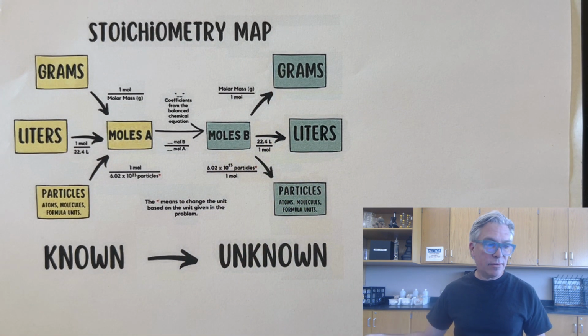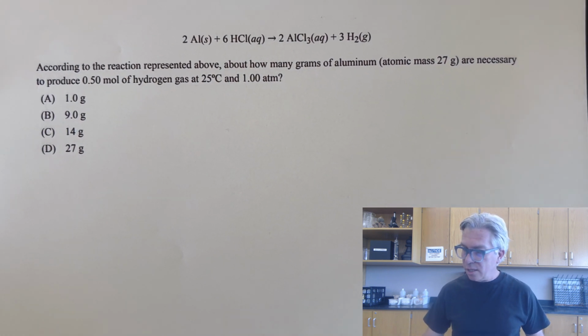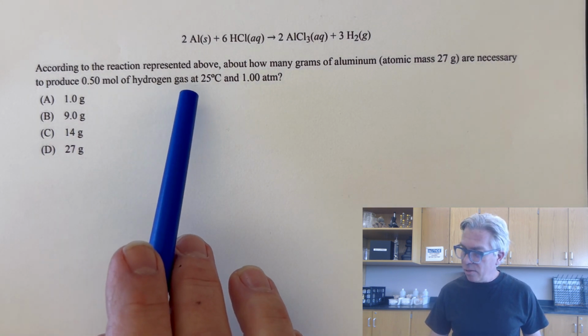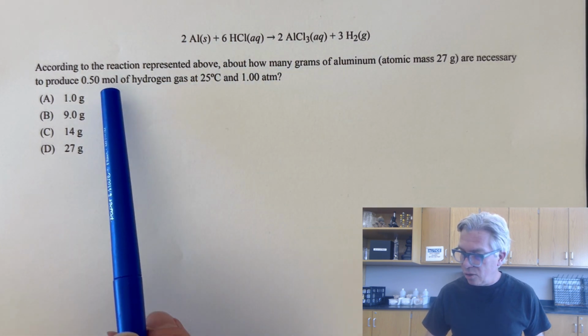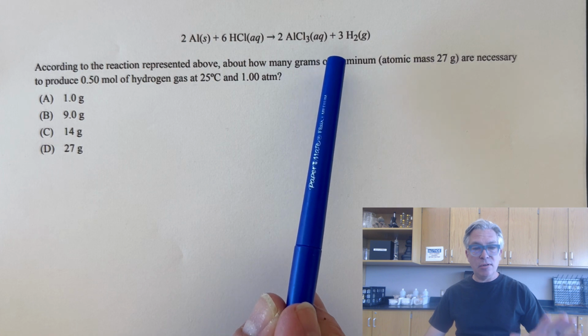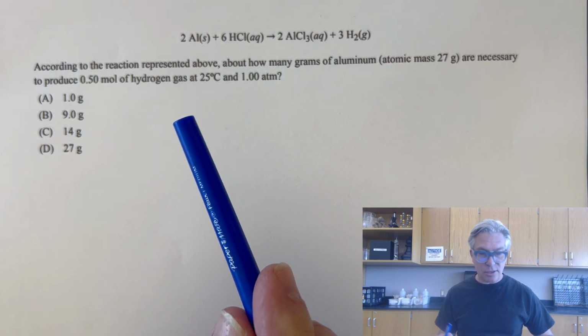Like I said, there's not enough time to do all stoichiometry problems here, but let's start with some. I'm going to do them pretty quickly, and we can pause the video so you can try them. First, pause the video moment. According to the reaction represented above, about how many grams of aluminum are necessary to produce half a mole of hydrogen gas? If you'd like to pause the video, take a moment and do that, and in 2 seconds, I'll show you the solution.